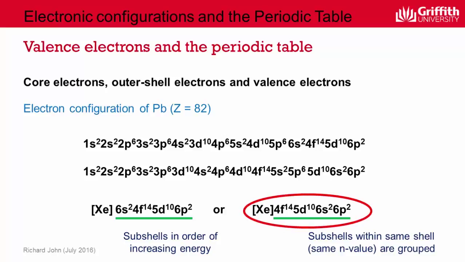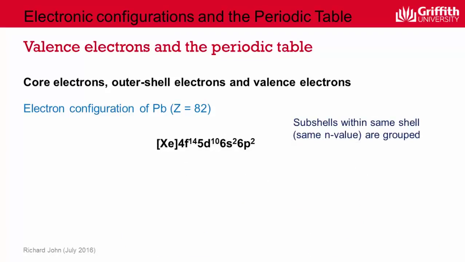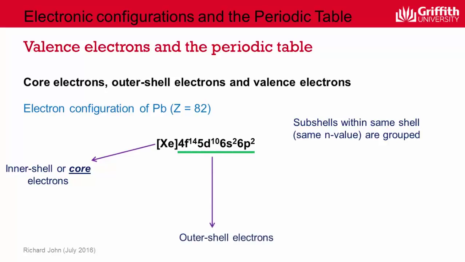I want to focus on this particular one because it becomes very useful for us in being able to identify valence electrons, which are the electrons that are involved in bonding, and also useful for identifying the electrons that are not available for bonding. So as we've already seen, these electrons here in the xenon core are called the inner shell or core electrons, and they're not available for bonding. These electrons here are the outer shell electrons.